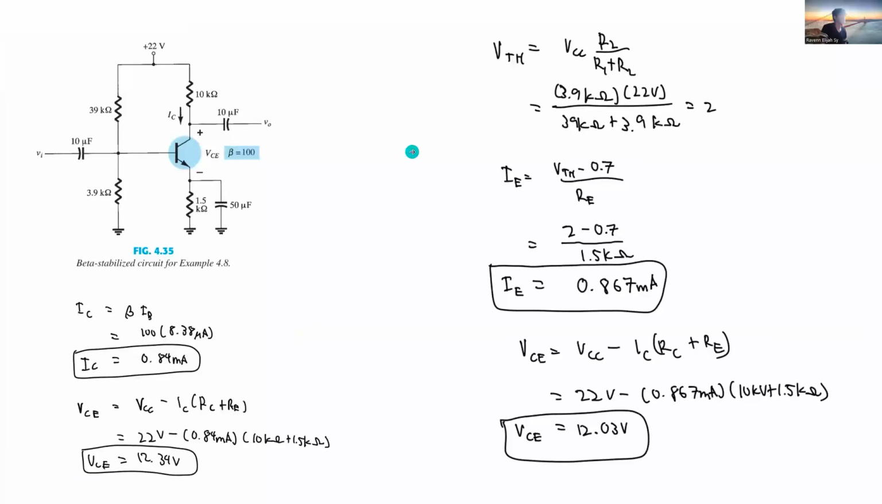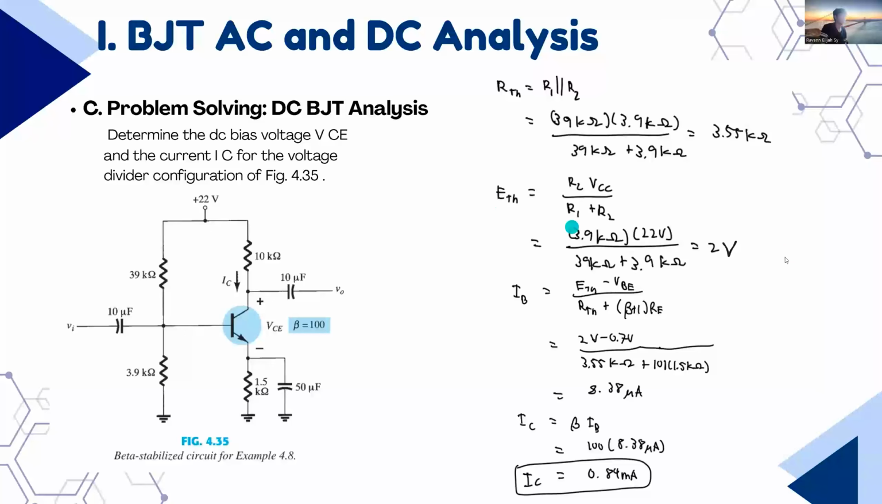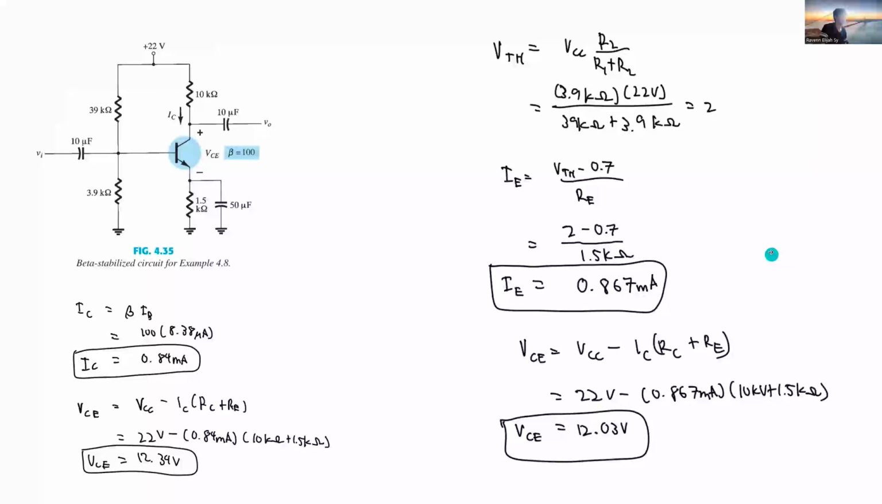Then the other one is the approximate solution. So the approximate solution is that we will get VTH. The formula of VTH is the same as getting the ETH, VCC times R2 over R1 plus R2. We apply the values, and then we will get 2 volts.